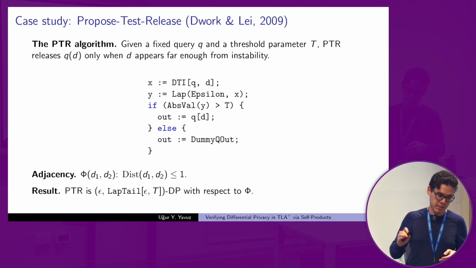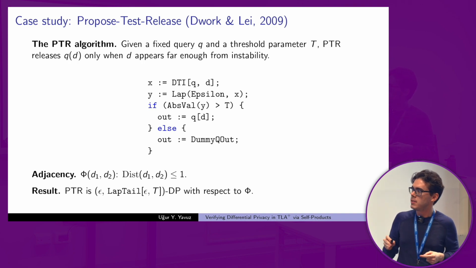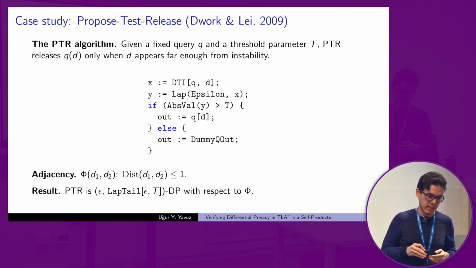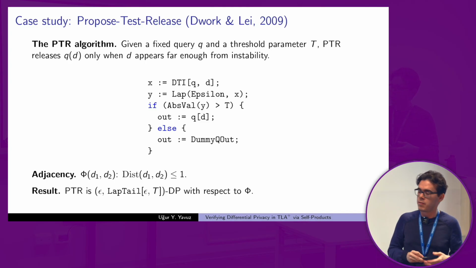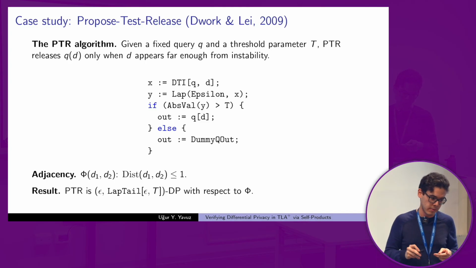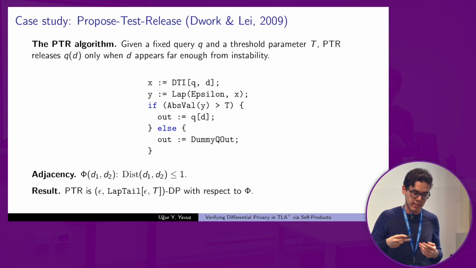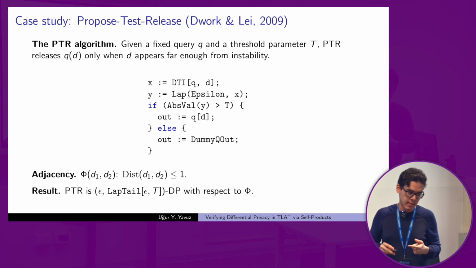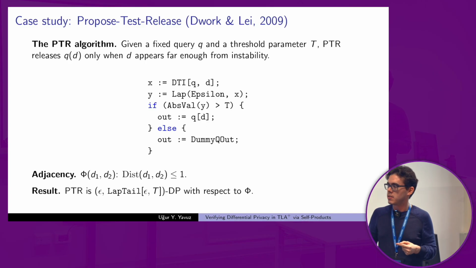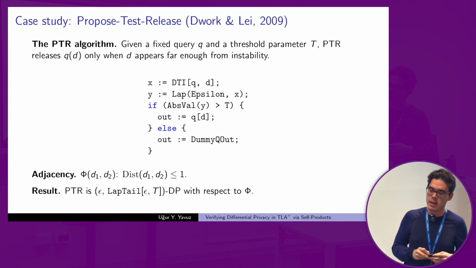Now for the algorithm itself, which is somewhat simple, given a fixed query Q and a threshold parameter T, what PTR does is release the true query answer Q of D only when D appears far enough from instability. The code is as follows. First, we compute X, the DTI for our database D. Then we add Laplace noise to X and get a noisy estimate Y. Afterwards, we run a test. If the absolute value of Y is greater than T, then we return the true query answer. Otherwise, we release a fixed dummy query output value.